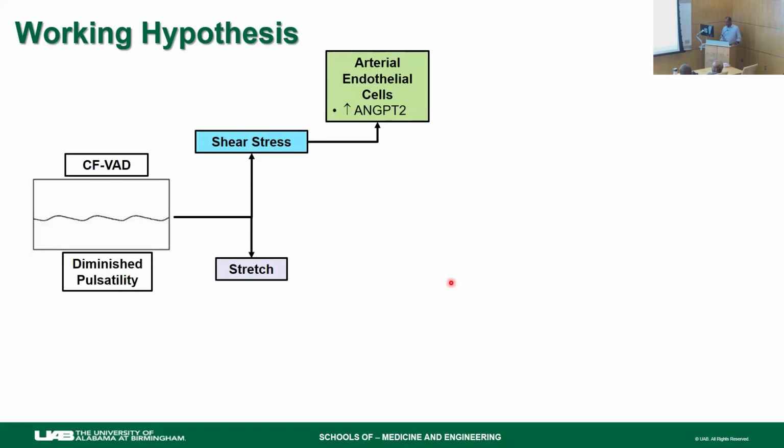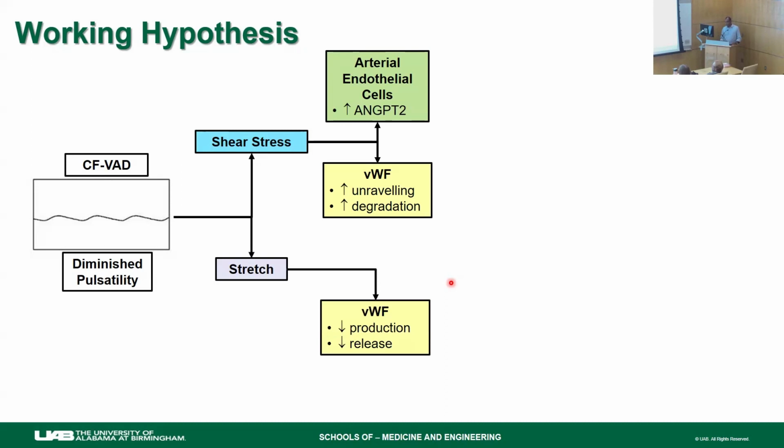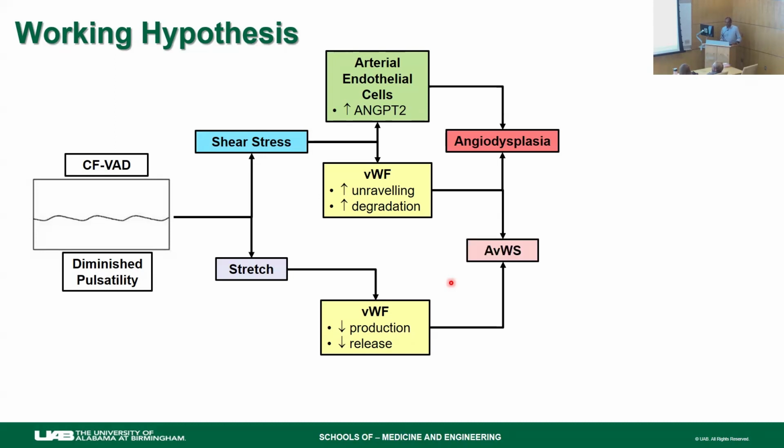The shear stress in particular affects angiopoietin-2 production in these endothelial cells. Angiopoietin-2 production goes up. It also contributes to increased unraveling, increased degradation of von Willebrand factor. The stretch contributes to a decrease in the production or release of von Willebrand factor. So that angiopoietin-2 in combination with degraded von Willebrand factor contributes to angiodysplasia, whereas the increased degradation and decreased production of von Willebrand factor gets you to acquired von Willebrand syndrome. Both of these together are major risk factors for non-surgical bleeding.